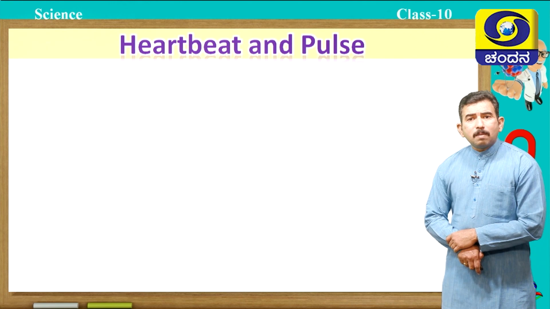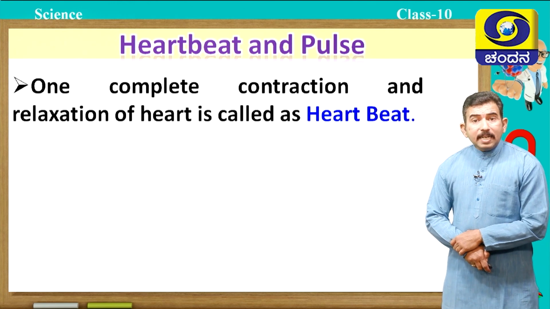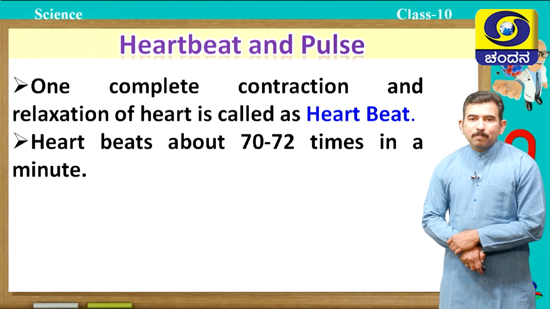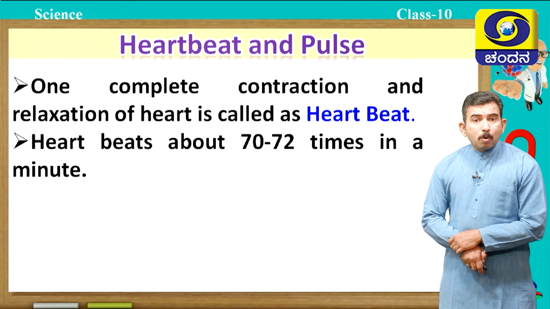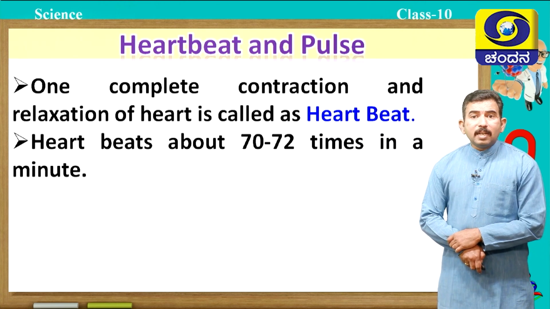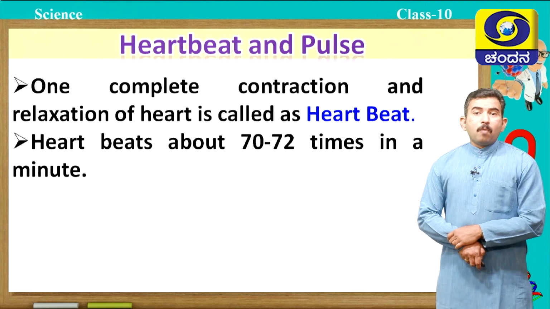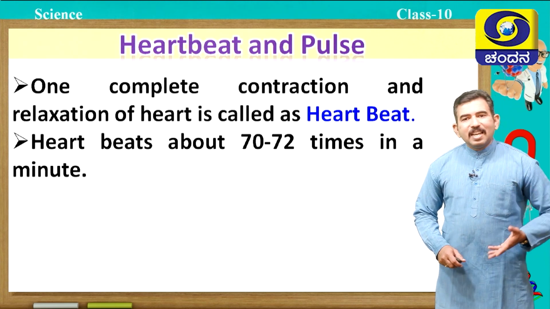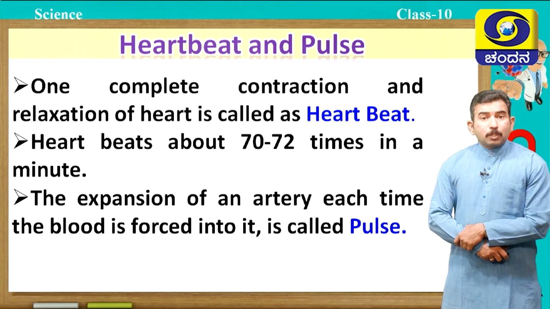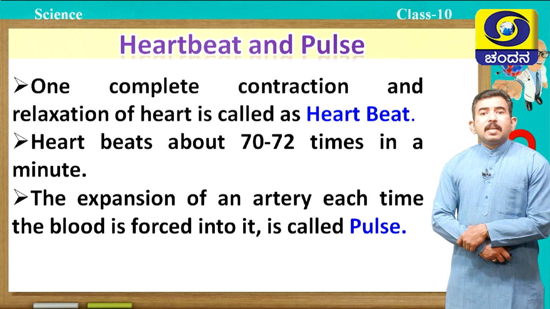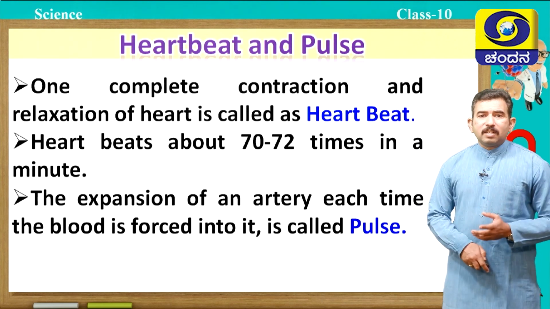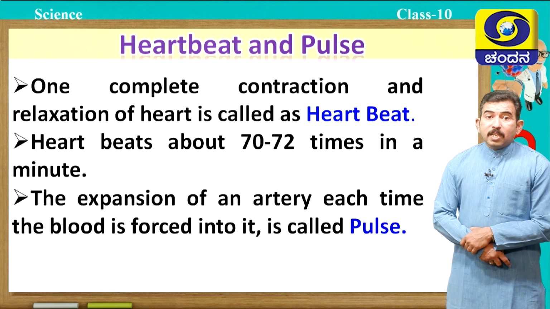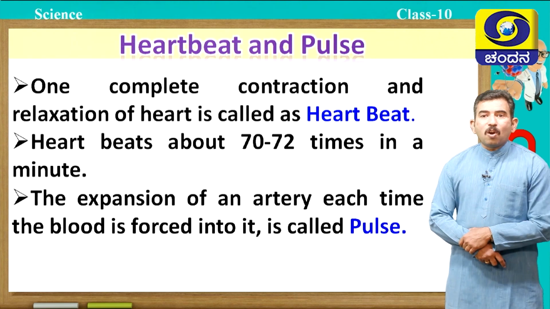Students, what do you mean by heartbeat and pulse? One complete contraction and relaxation of the heart is called a heartbeat. Our heart beats about 70 to 72 times per minute. And of course, when you do some physical exercise, when you run, this heartbeat rate increases. The expansion of an artery, each time the blood is forced into it, is called pulse.